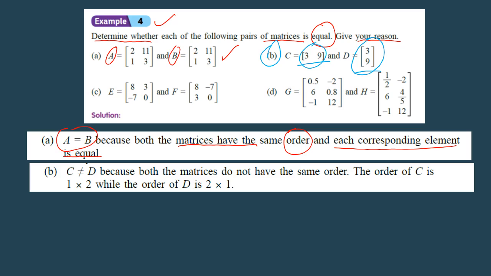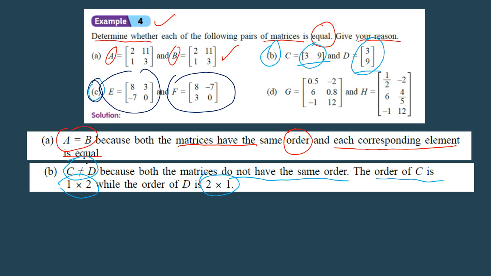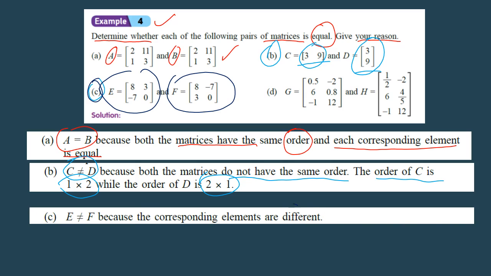C is not the same as D, matrix C is not the same as matrix D, because both matrices do not have the same order. The order of C is 1 by 2, while this one is 2 by 1. Okay, what about this one? These two. Yeah, the order is the same, but the corresponding elements are not equal. So corresponding elements are different.